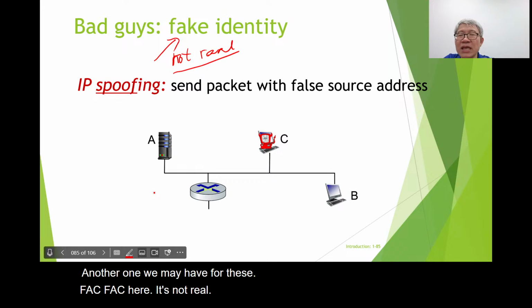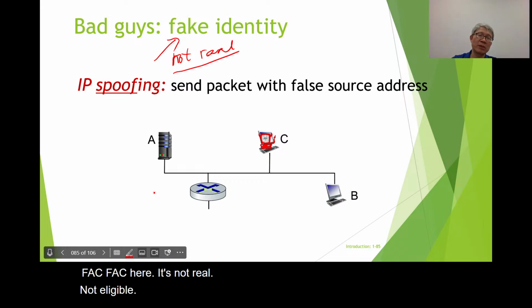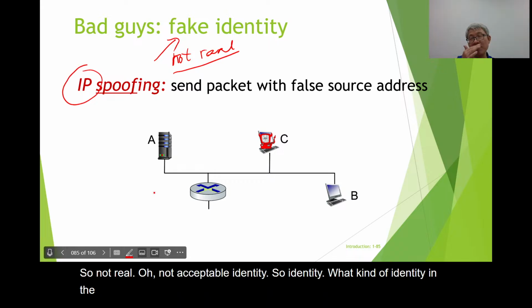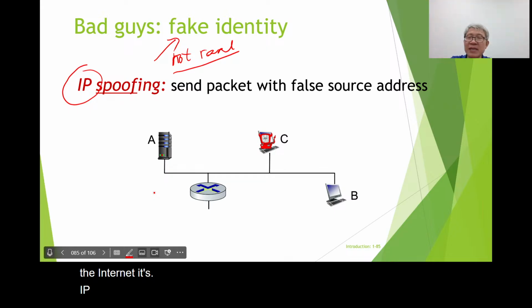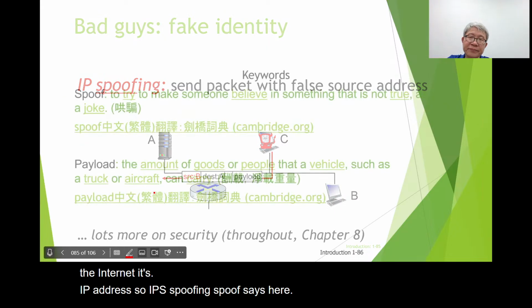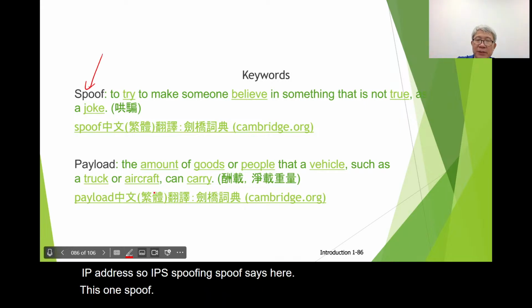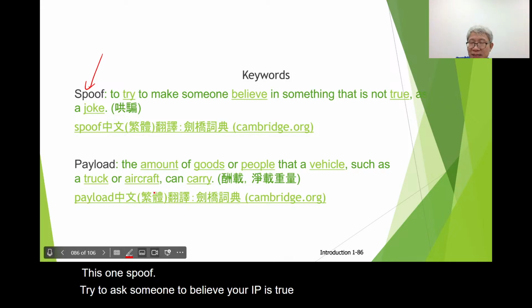Or not eligible. So not real or not acceptable identity. So identity, what kind of identity in the internet? It's an IP address. So IP spoofing. Spoof says here. This one, spoof. Try to ask someone to believe your IP is the true one, but it is indeed not true.